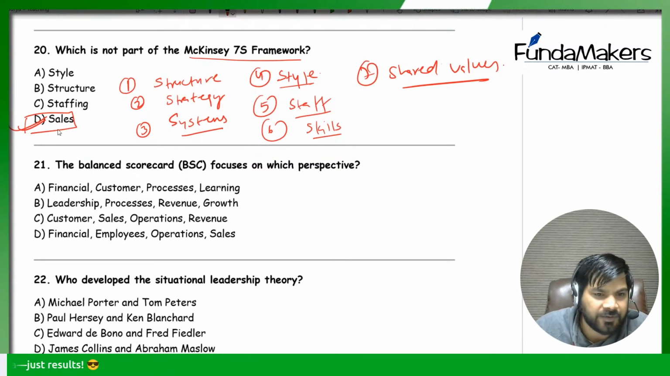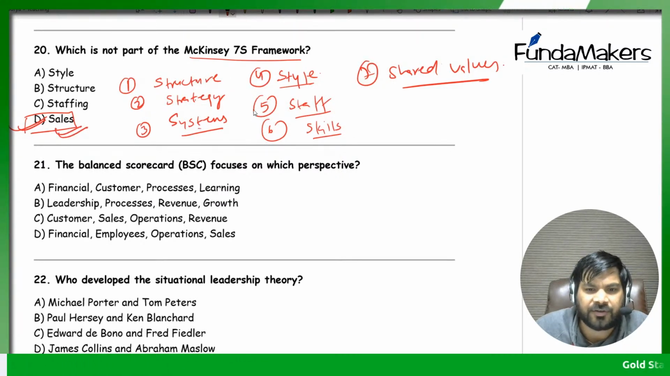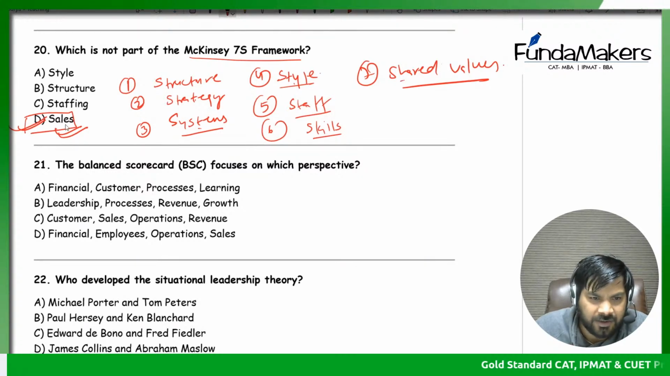Right. Give me a thumbs up if this is clear with all of you. So structure, strategy, system, style, staff, skills, shared values. Sales is not in the system, right? So the correct answer should be D.